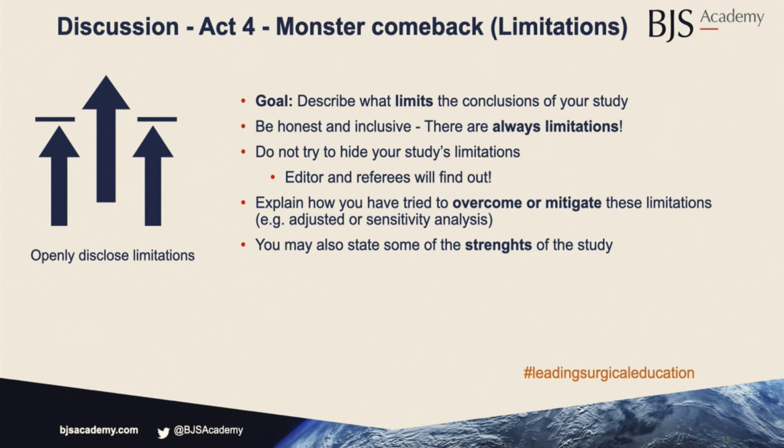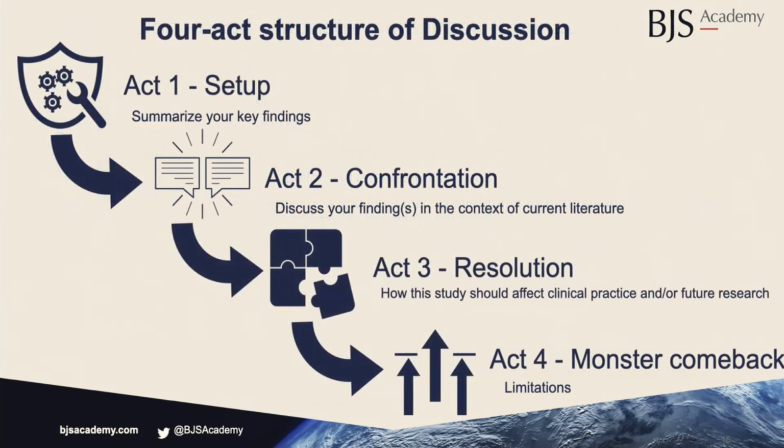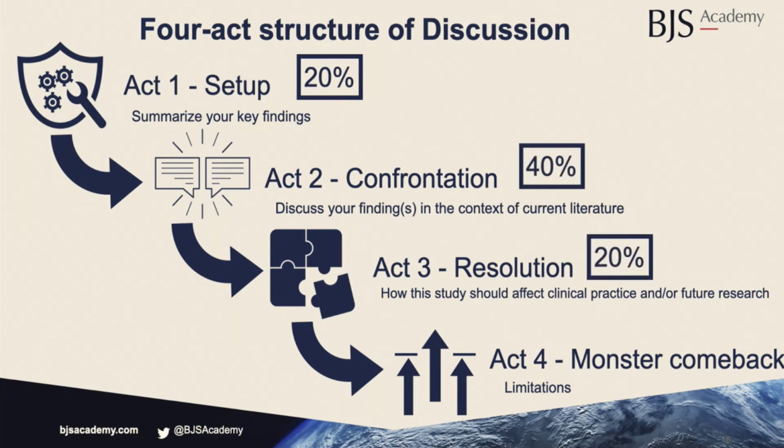The referees and the editors will find out. And if you haven't stated them, they get angry or ask you to include them. But here you can explain how you have tried to overcome the limitations in your study. And you may also state some of the strengths of your study there. As for the shares of these acts, I would say roughly again 20% in the setup, 40% in the confrontation, 20% in the resolution, and then maybe 20% in the limitations chapter.